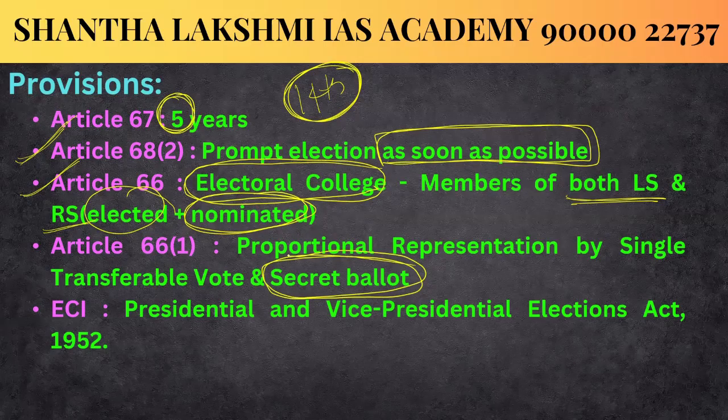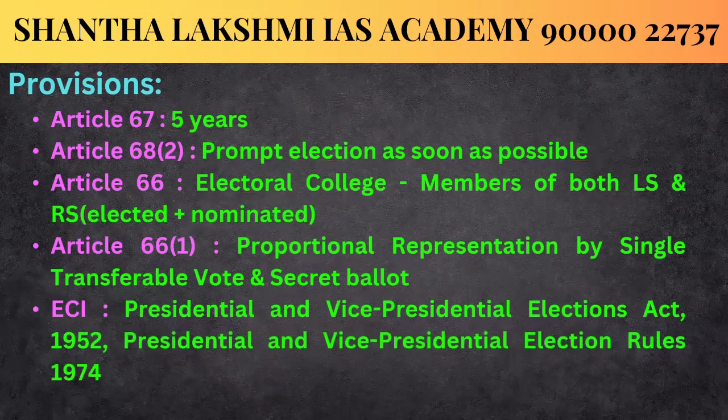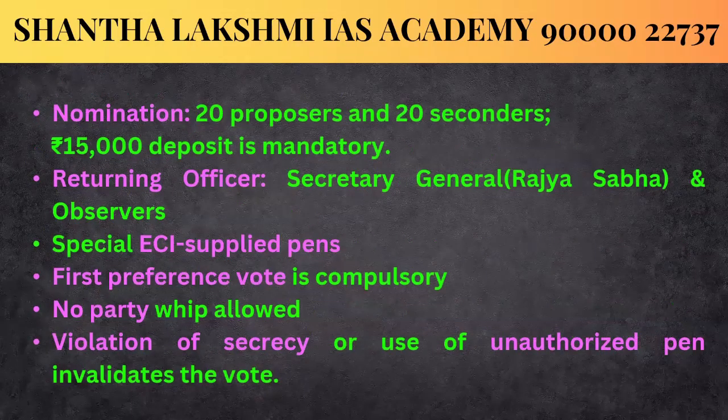Who is the authority to conduct the elections to the Vice President of India? The Election Commission of India is authorized to conduct the elections through the Presidential and Vice Presidential Elections Act, as well as the Presidential and Vice Presidential Elections Rules, 1974. Coming to the procedure, the nomination will include 20 proposers as well as 20 seconders.